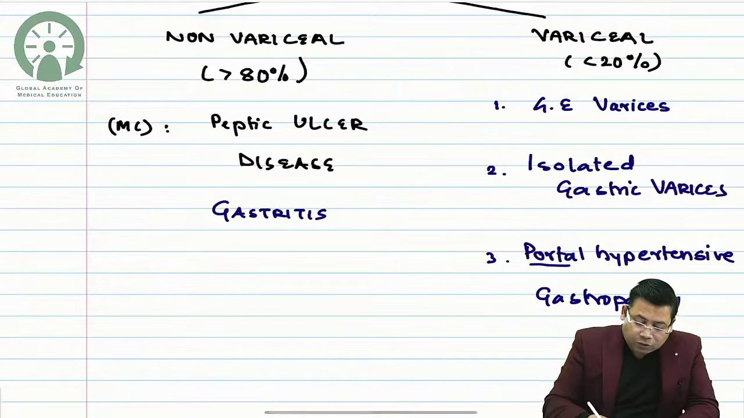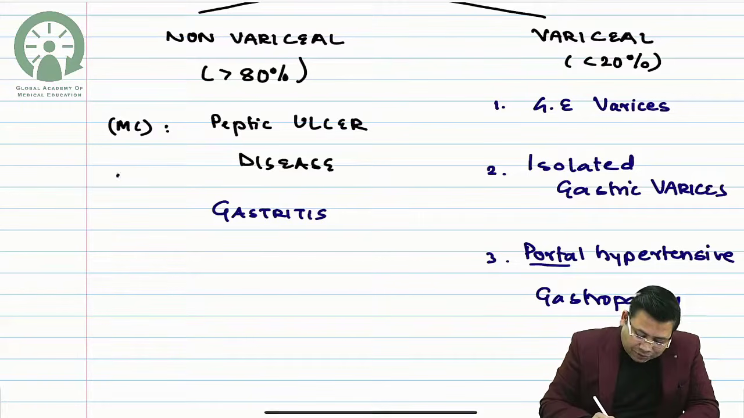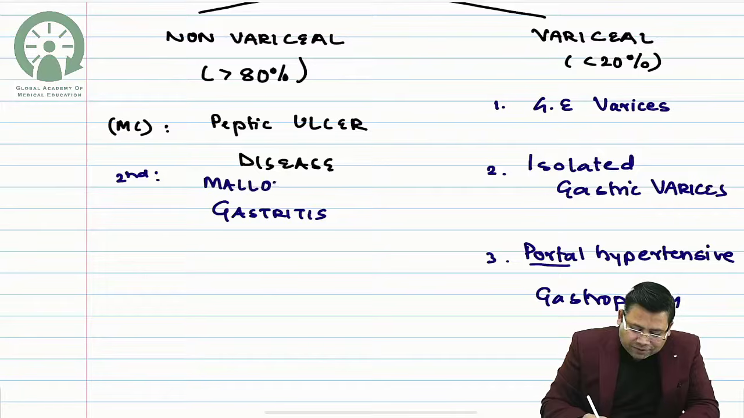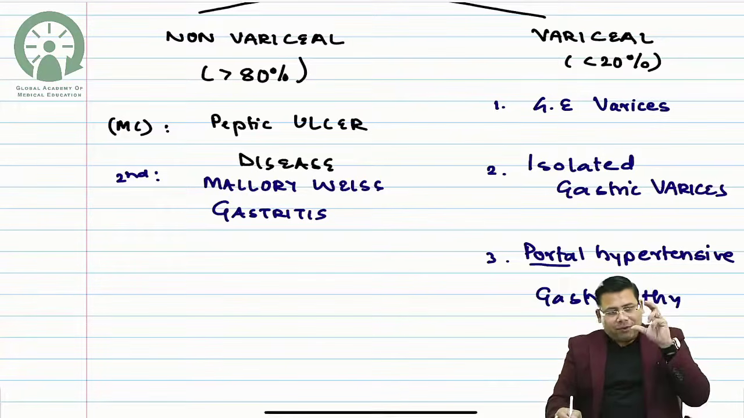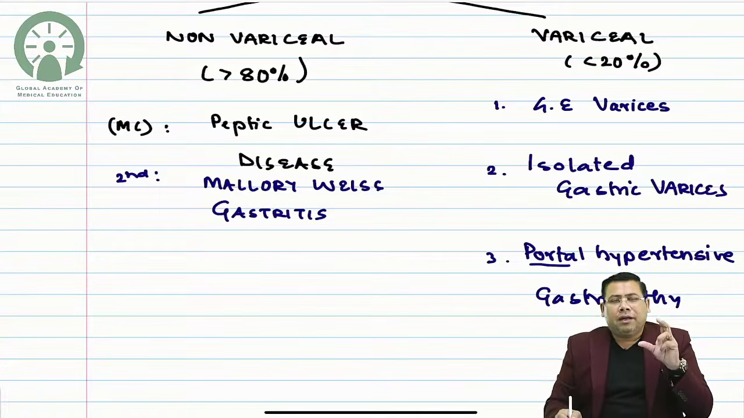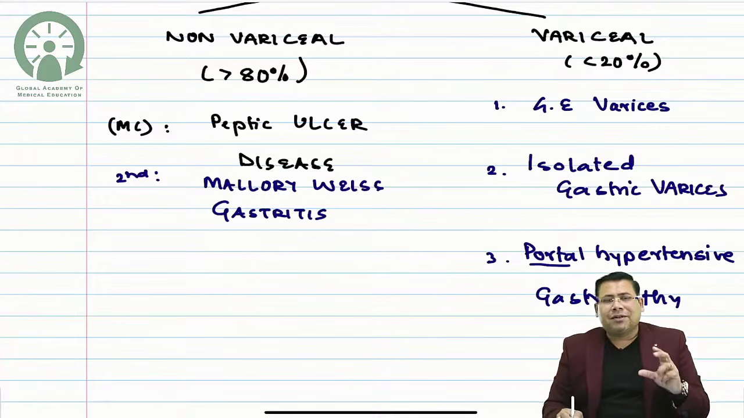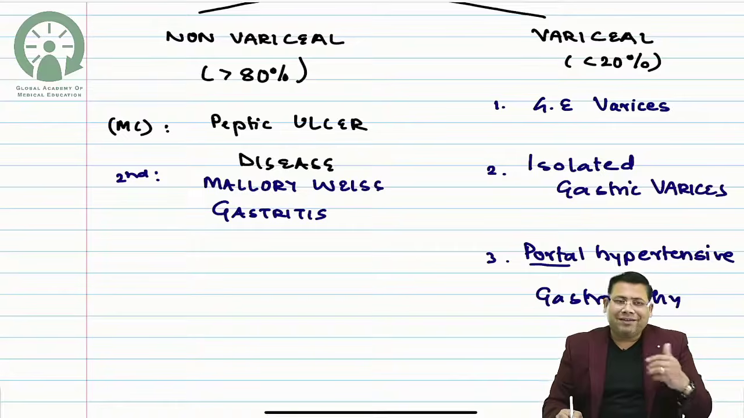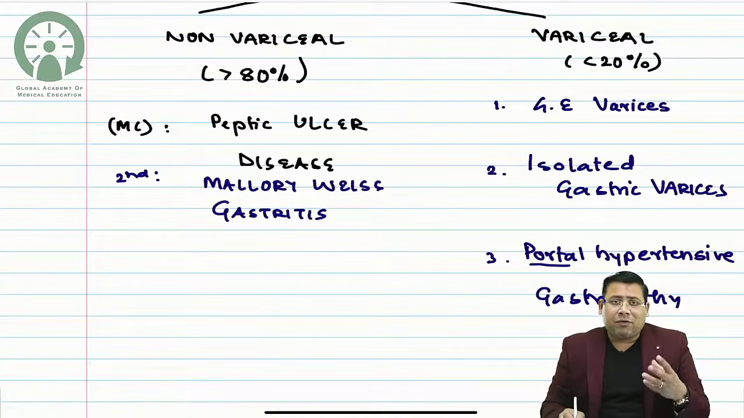So second goes to Mallory-Weiss tears. It's my bad, I take it back. So second goes to Mallory-Weiss tears. Mallory-Weiss tear is a classical mucosal and submucosal laceration. It's not a complete perforation, a tear leading to damage to, occasionally, a branch of the left gastric artery or vein.